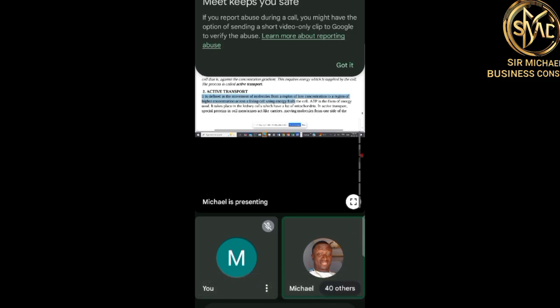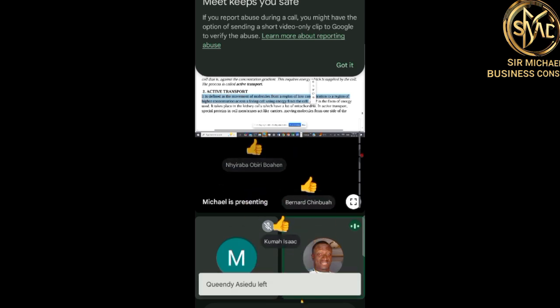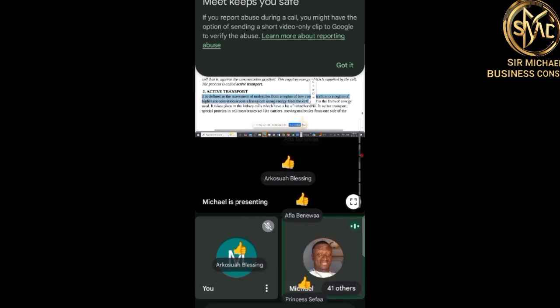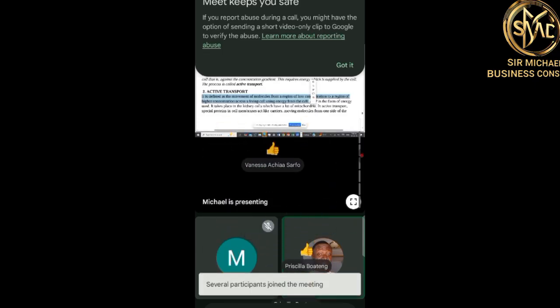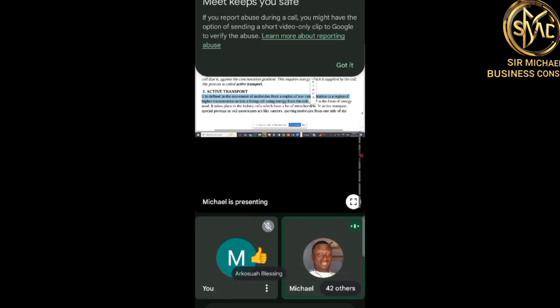At this point, if you understand, you can give me some thumbs up. So it's just like diffusion, whereby we define it as the movement of substances from a region of lower concentration to a region of higher concentration using energy from the cell. We are moving the substances across the cell using energy from the cell. So that defines what we call active transport. I'm sure we all understand, so I will move on.